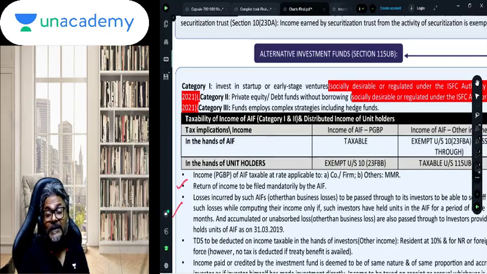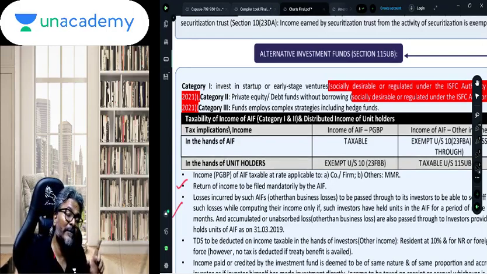Now, as far as the remaining income, the STCG income and the LTCG income of AIF 1 and AIF 2, they will be eligible for exemption. They will be getting the exemption under section 10, because these two incomes are going to be assessed in the hands of the unit holder. In the hands of whom? In the hands of the unit holder, students.